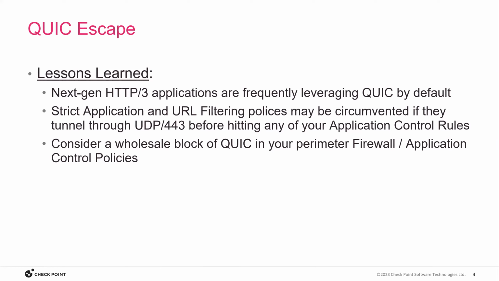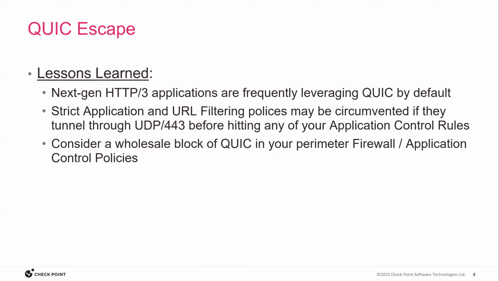But you may want to take a look at where UDP 443 is being leveraged in your environment, if it's egressing your environment, and where it is layered in with your app control rules, because there's a chance that you may think you're blocking things that are getting through, even though they shouldn't.